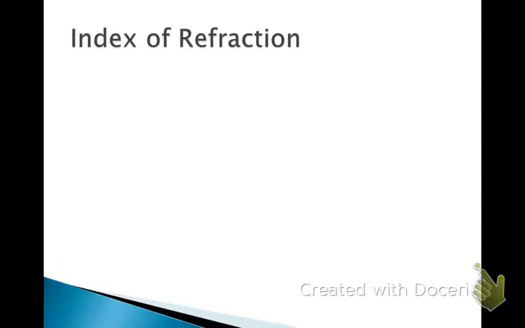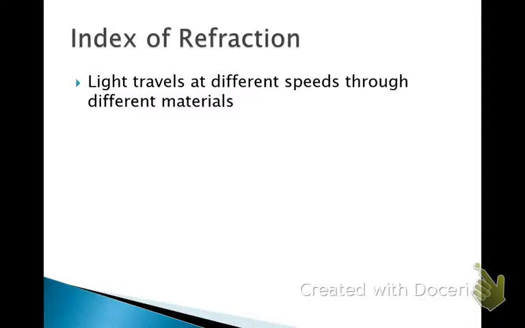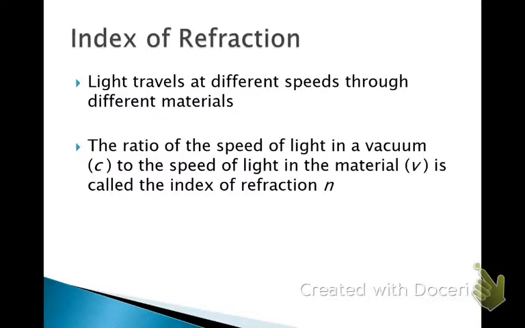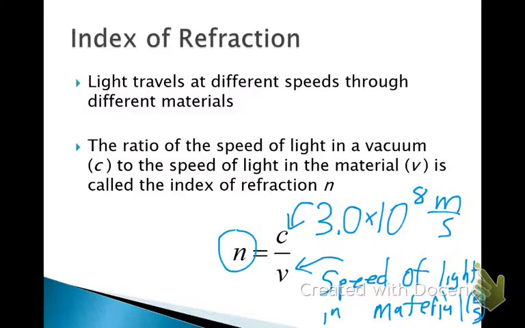It starts to get more interesting when light's traveling through different materials. In fact, light will actually slow down as it goes through, let's say, water or glass or something like that. Any material that transmits light, that allows it to pass through, has what's called an index of refraction. And that index of refraction is just a ratio of velocities. It's the speed of light in a vacuum divided by the speed of light in that material.